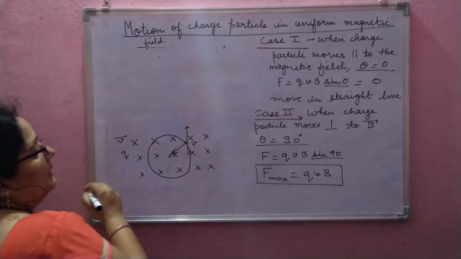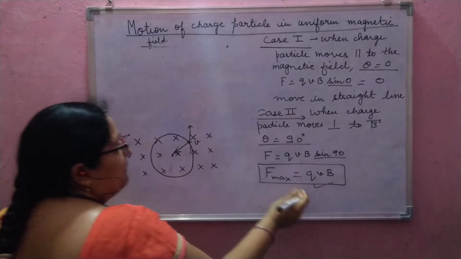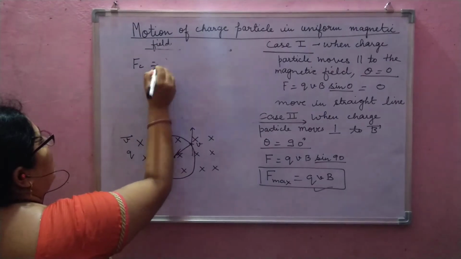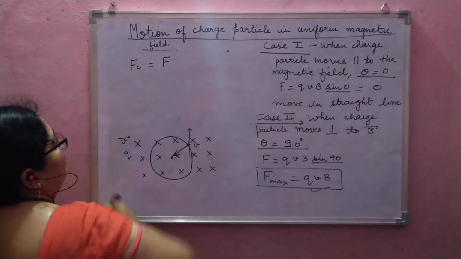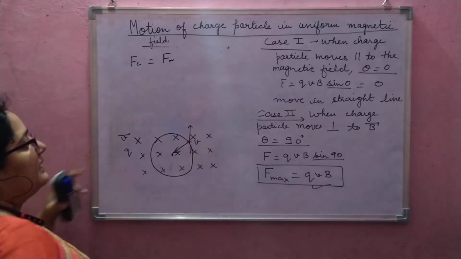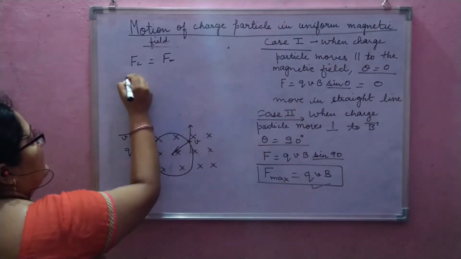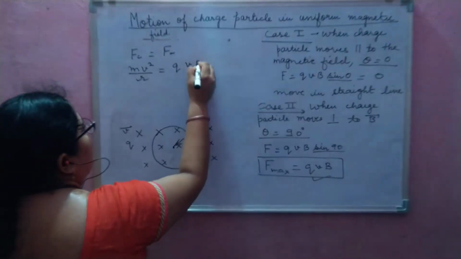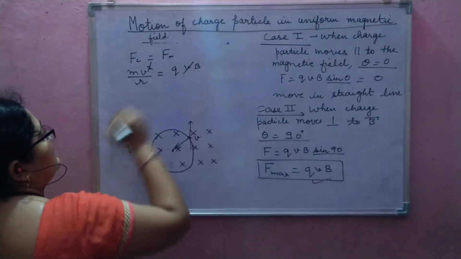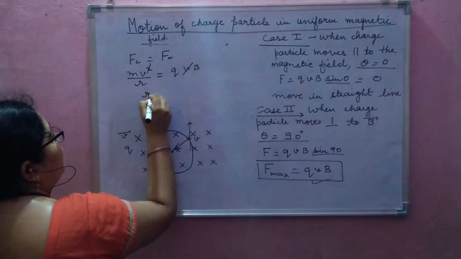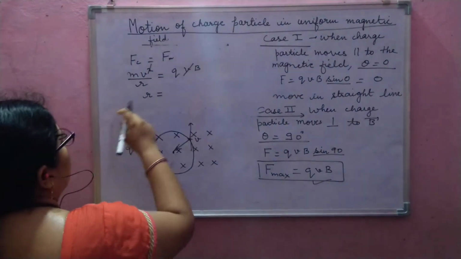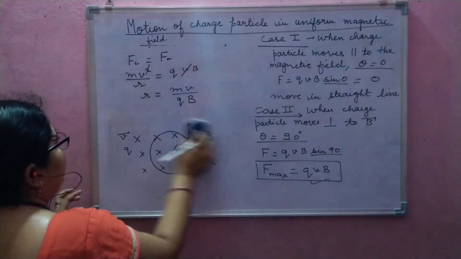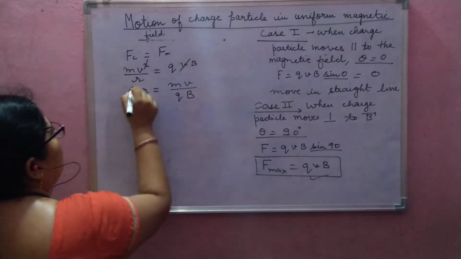When it moves in a circular path, this magnetic Lorentz force provides the centripetal force to the particle. So the centripetal force Fc will be equal to the Lorentz force, or you can say Fm, the magnetic force. Equating these two, we get mv square upon r is equal to qvb. One v will cancel, so we get r equal to mv upon qb. This is the radius of the circle in which the particle will move.